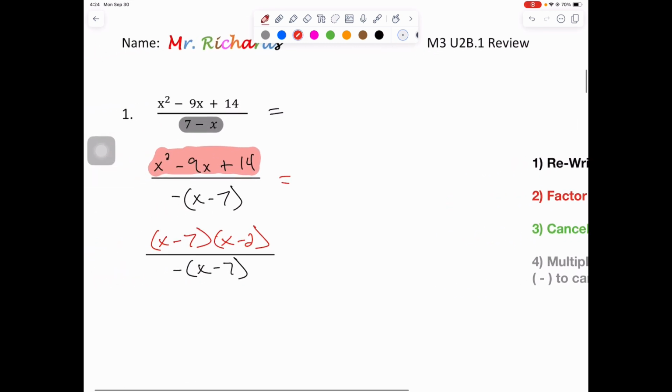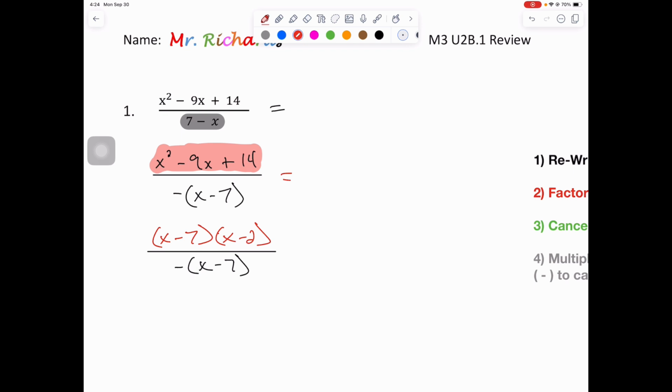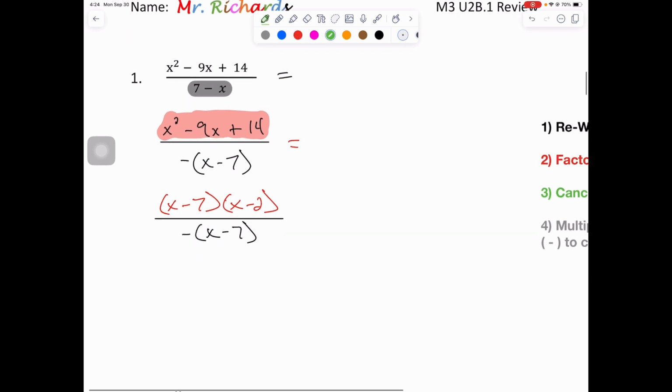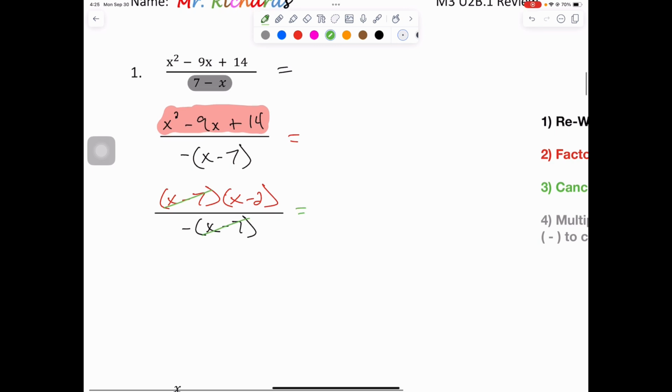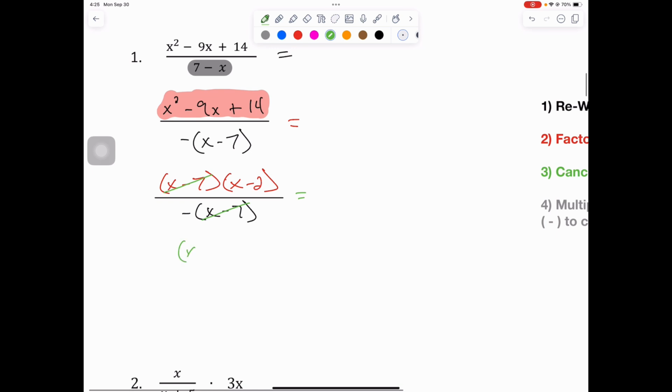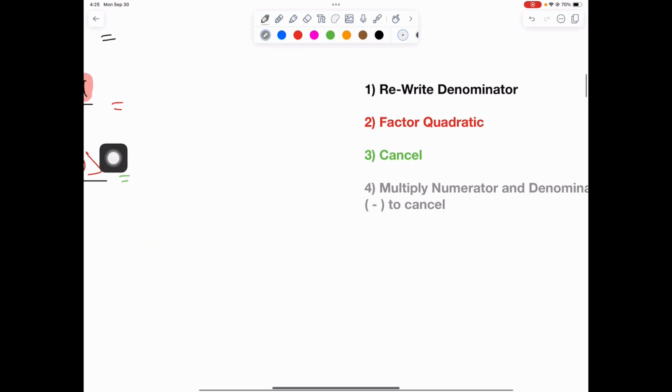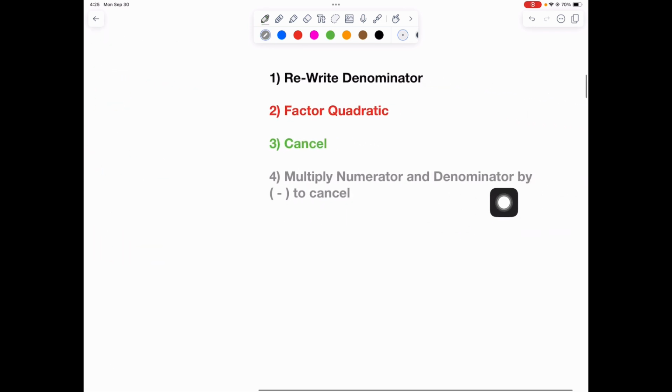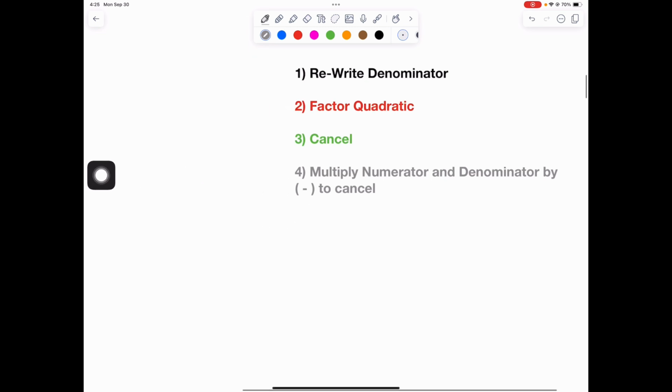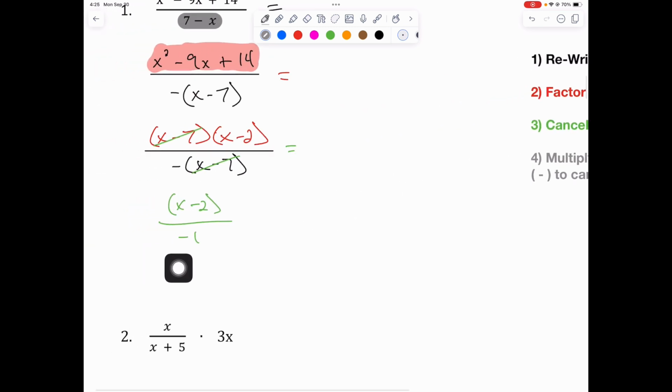And on to step 3, it says to cancel. Well, what can we cancel? Well, we're looking for factors that we can cancel out. And yes, x minus 7 can cancel out as well as the x minus 7. So this right here is going to equal x minus 2 over negative 1. But step 4 says to multiply the numerator and denominator by negative 1 to cancel. All right, because we don't want a negative denominator. We want it to be positive and set over 1.